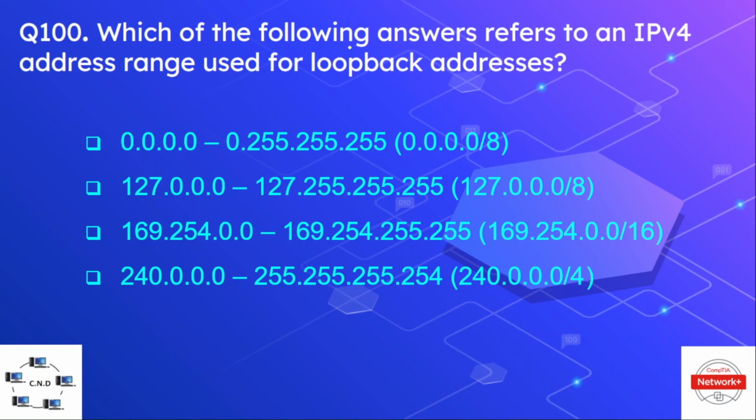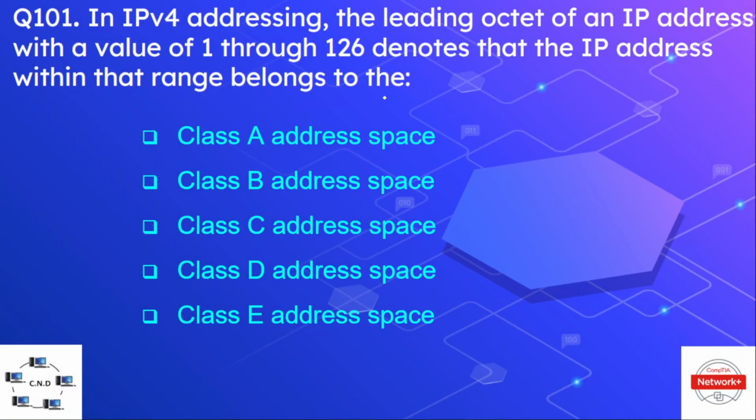Question number 100 is that which of the following answers refers to an IPv4 address range used for loopback addresses? And we have these four options: 0.0.0.0/8 or 127.0.0.0/8 or 169.254.0.0/16 or 240.0.0.0/4. And the correct option is 127.0.0.0/8. So the 127.0.0.1 is basically your computer loopback address.